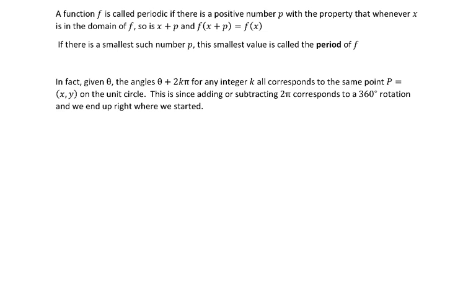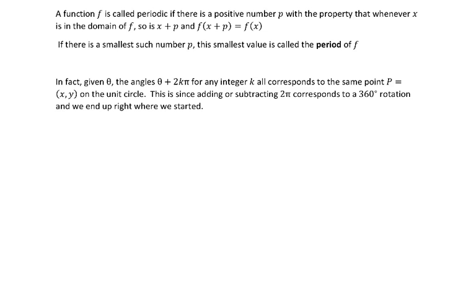Not only that, if there's a smallest such p, then we call that the period of f. The smallest such p makes sense, because by definition, p has to be positive. So the smallest such p, such that this holds, we call that the period of f. Now, we could spend more time on a function being periodic, but for now, let's just consider the trig functions.